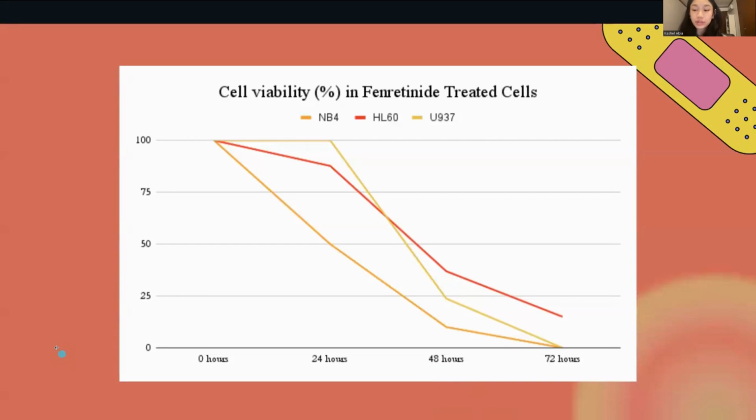Here is a graph reaffirming my previous points. The graph shows how cell viability decreases in a time-dependent manner in each AML cell line when treated with small doses of fenretinide. As you can see, NB4 declines much faster compared to the other cell lines, which is why it is particularly sensitive to fenretinide.